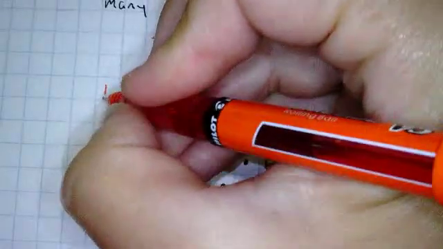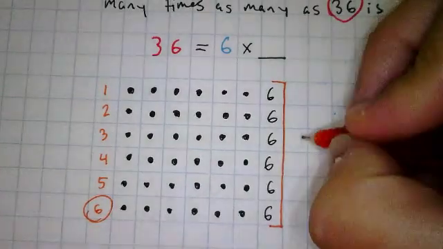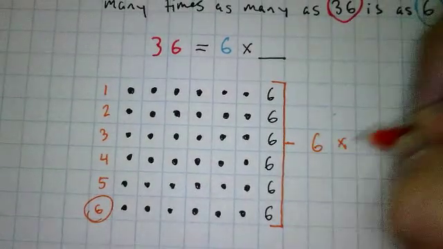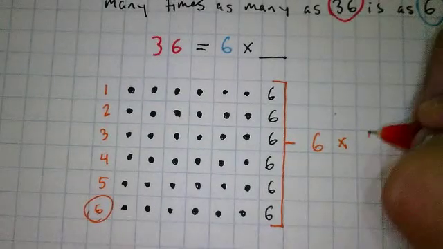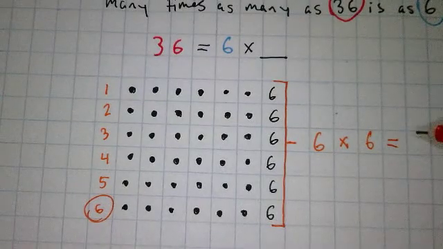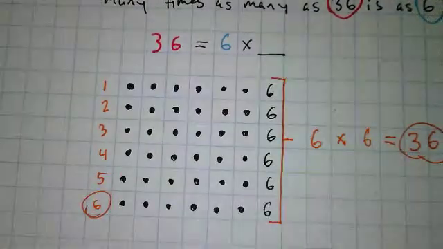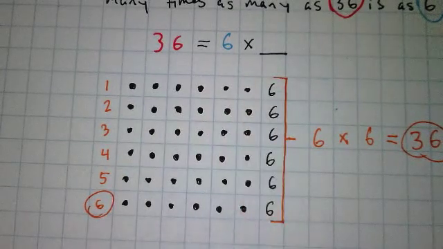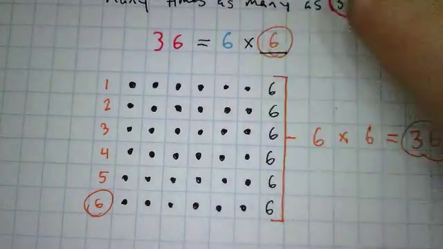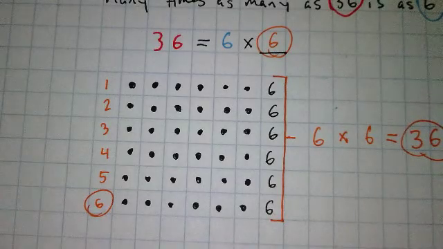Just real quick, I can count my 1, 2, 3, 4, 5. Make sure I have 6 rows here, right? Meaning 6 rows, and how many are in each row? 6, right? So 6 rows with 6 dots in each row equals how many dots? 36 dots. So I can fill in my number over here. 36 equals 6 times what? 6. So my answer is 6. 36 equals 6 times 6. Okay? Does this make sense? Yes. Okay.